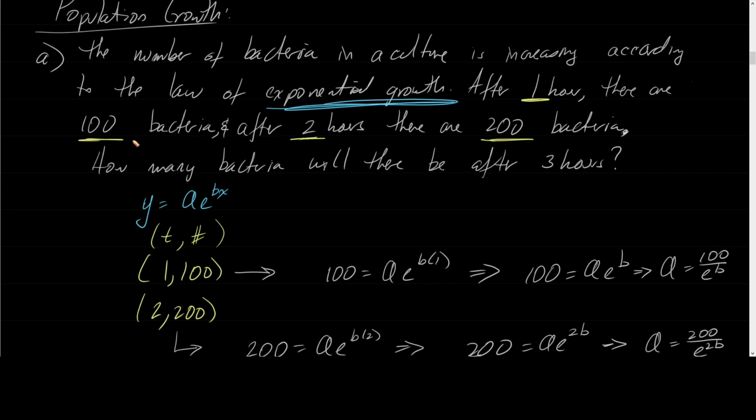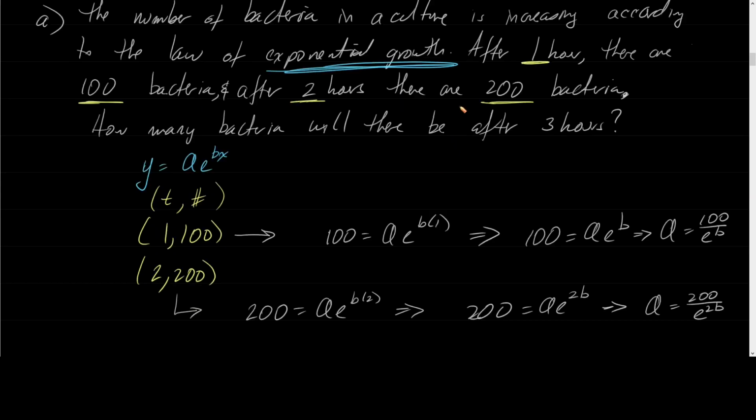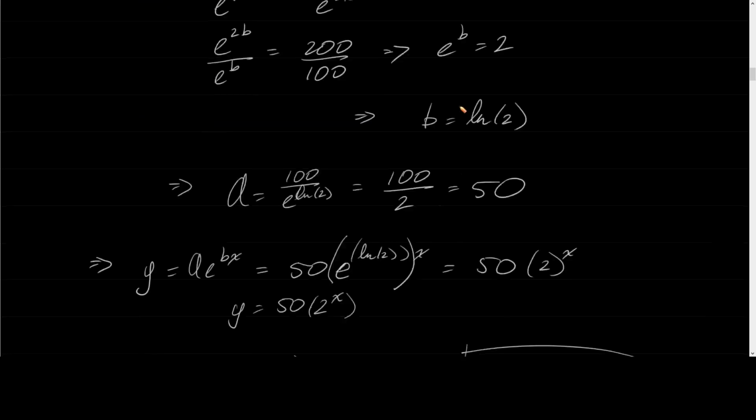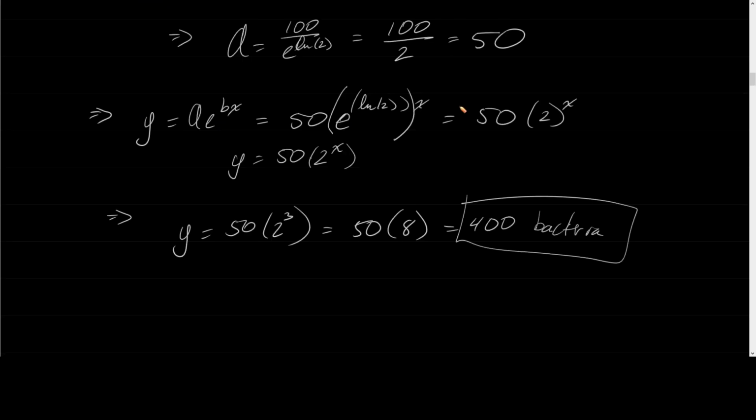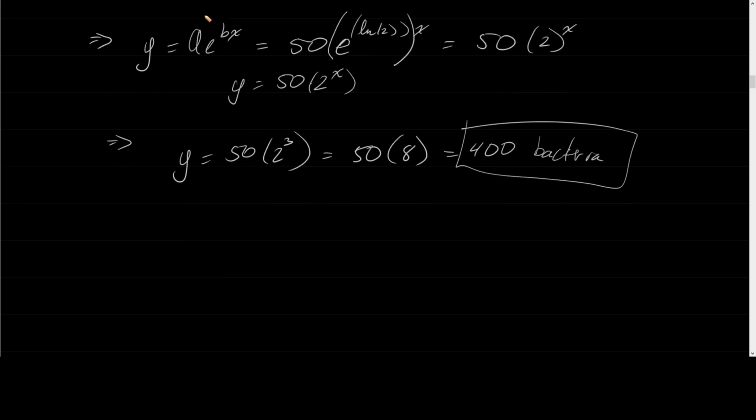So after 1 hour, we had 100. After 2 hours, it doubled to 200. So this actually also tells us something, all right? We can figure out how many bacteria we started with, all right? And if we wanted to do that, we would just plug in 0 into here. So perhaps I'll do that as a side comment.